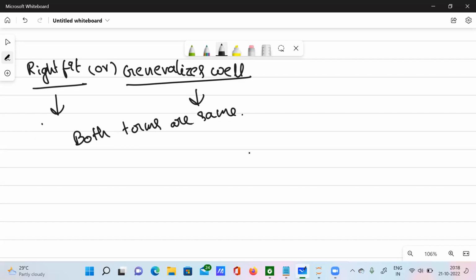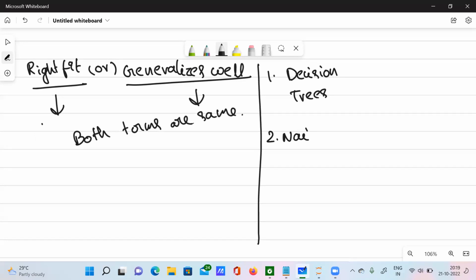Now, here we have different kinds of models. One such model is the decision tree. We have decision trees, and we also have naive Bayes. We also have linear regression here.